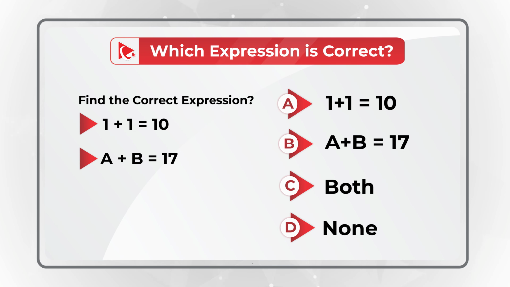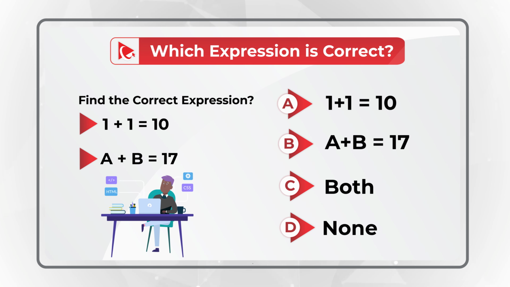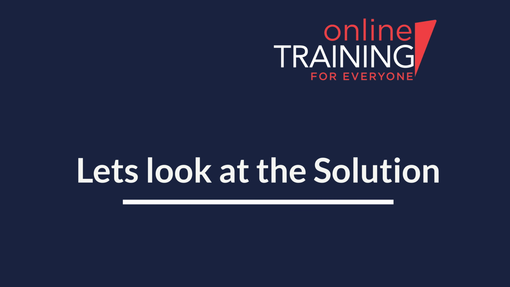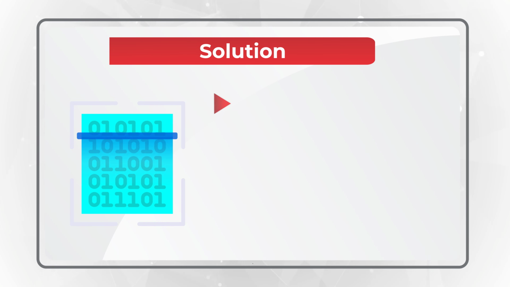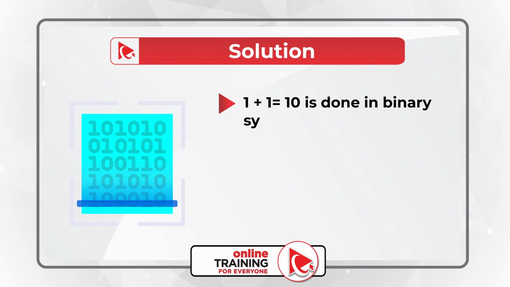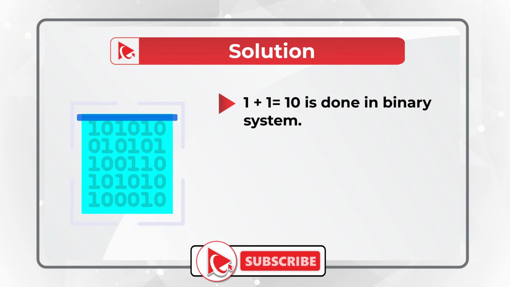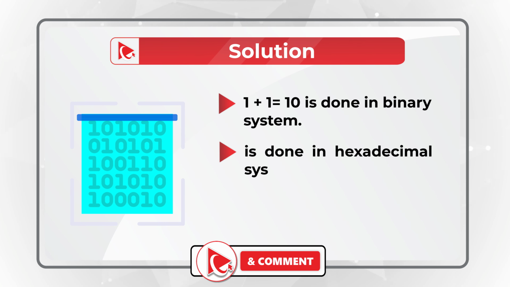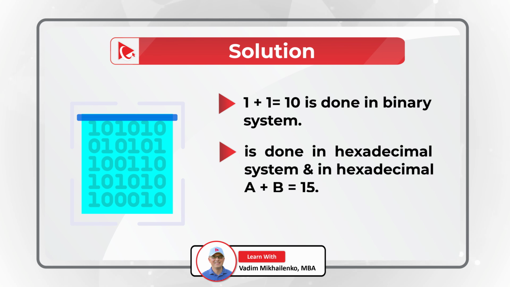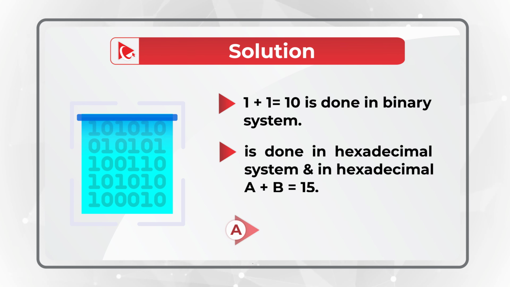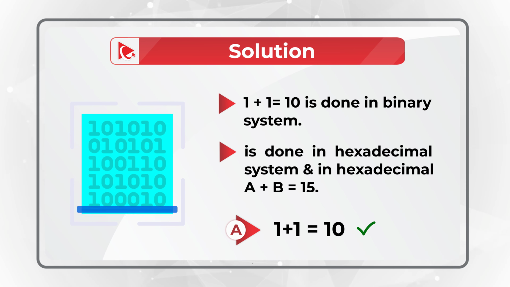I'm going to give you a quick hint. If you have a degree in computer science, it might be easier for you to solve and get to the correct solution. Regardless, I'm moving forward to share the right solution with you. As you might have guessed, the trick here is that the first expression is done in the binary system, and in binary system 1 plus 1 equals 10. Second expression is done in the hexadecimal system, and in hexadecimal system A plus B equals 15. So the correct answer here is choice A, 1 plus 1 equals 10.